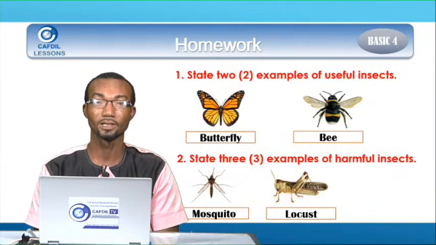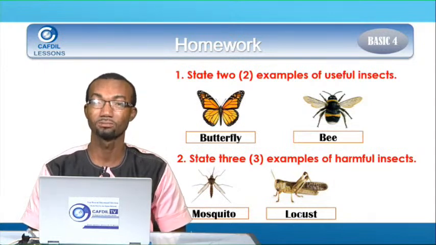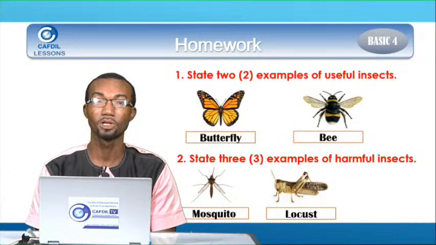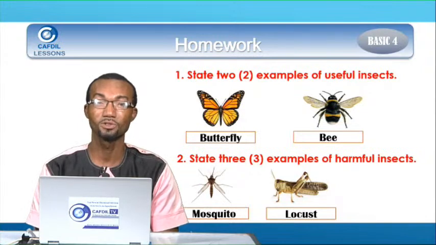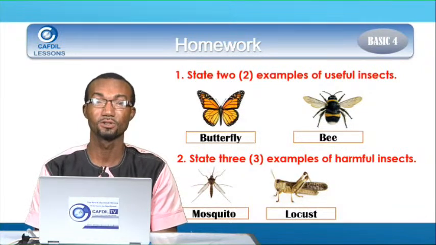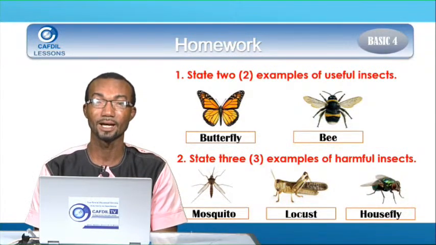2. We talked about the locust. And we said the locust also can spoil or destroy a whole farm. What they do is that they eat the leaves of the plant, which the plant also uses during photosynthesis. So the locust is also harmful to our crops. Then the last one is the house fly. The house fly also contaminates our food or anything edible. And then when you eat them, you can suffer from dysentery or even food poisoning.